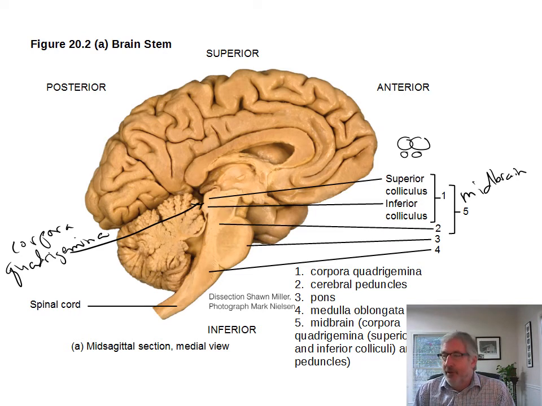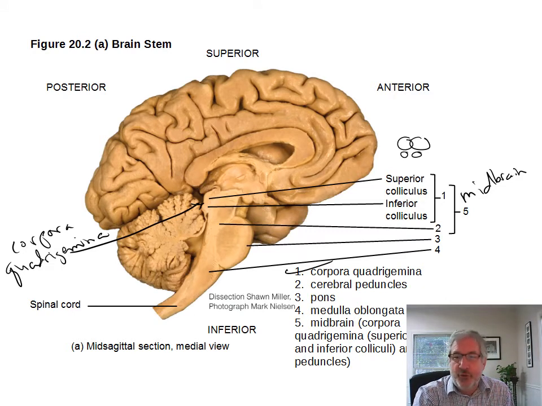I'm going to show you pictures of a sheep brain dissection at the very end, so you'll see those very clearly. Just know that there's 4 bumps on the back. The ones that are superior are called the superior colliculi, each one a colliculus, and the lower ones are called the inferior colliculi. So we talked about the corpora quadrigemina.